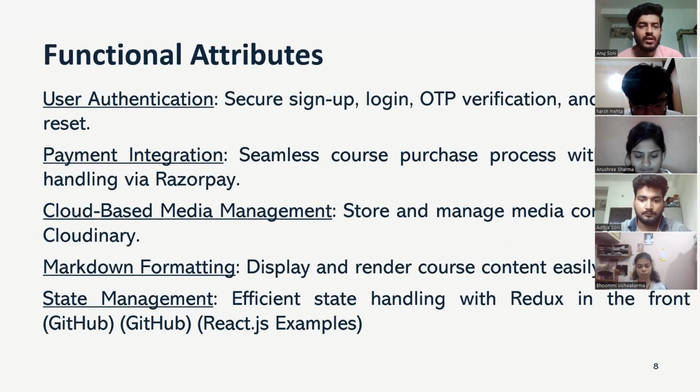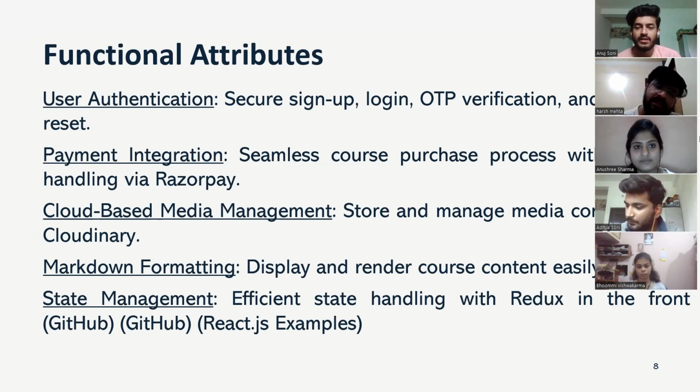Here are the functional attributes of our project. First is user authentication, with secure sign up and login. Users need a safe way to create accounts and log in. It's like giving each student a secure ID card to access the platform. Second is OTP verification. When a user signs up or logs in, they receive a one-time password.